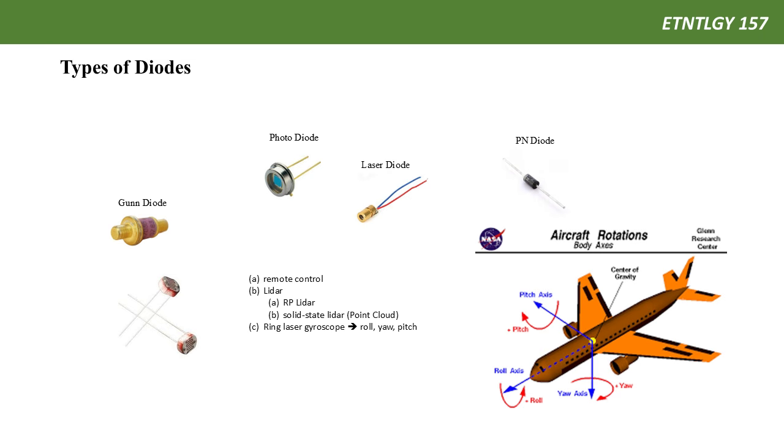Here we put a few diodes, such as the GaN diode, photodiodes, laser diode, PN diode, and the LED diodes. They are used for remote control, lasers, laser pointers, LiDAR, which is the laser radar for scanning, measuring the distance, and then ring laser gyroscope for measuring the roll, yaw, pitch for missiles or airplanes.